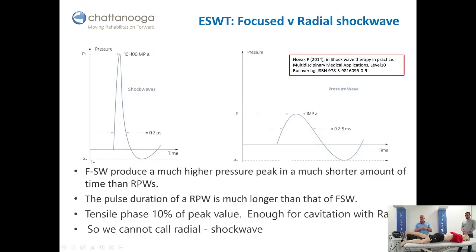Okay, so next slide. So you can clearly see when we look at the impulses, the impulse demonstrated on the left is a true shockwave. It's a very sharp rise in pressure, reaching up to 100 megapascal in a very, very short period of time. Where the graph on the right shows an impulse created by this radial shockwave. Well, clearly it's not a shockwave. It's producing a tenth of the peak pressure and over a much longer period of time. So a physicist would look at this and say, guys, you cannot call that shockwave.